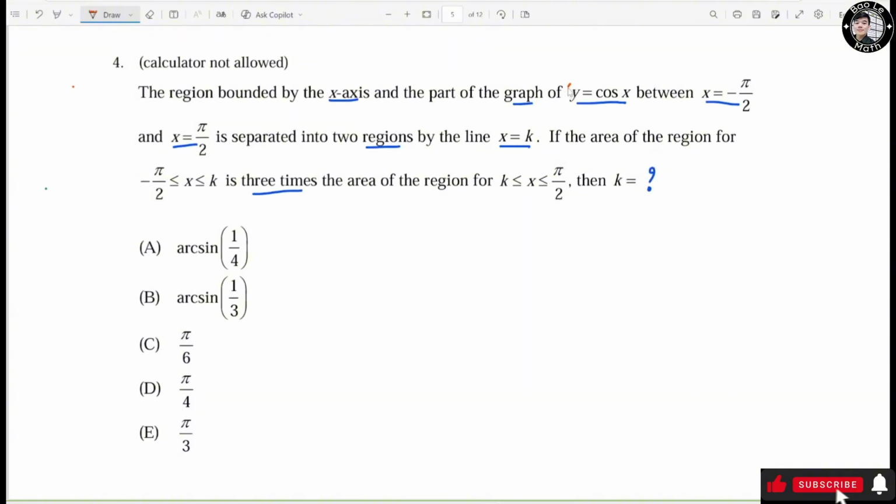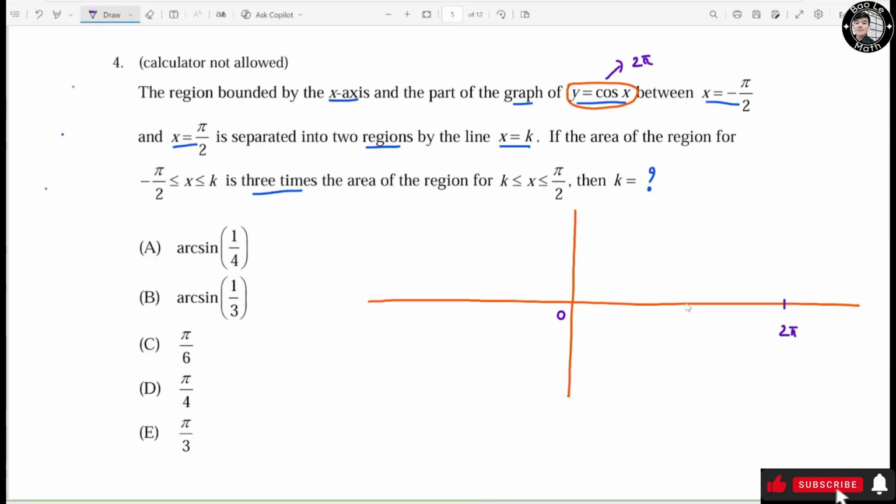Now let's get the graph of the function y equals cosine x. You know that the function y equals cosine x has the period 2 pi, right? So this is 0, this one is 2 pi. Half of 2 pi is pi. Half of pi is going to be pi over 2. And half of this one should be 3 pi over 2, right? And you know that the function cosine starts from the maximum, which is 1. The minimum right here should be negative 1.